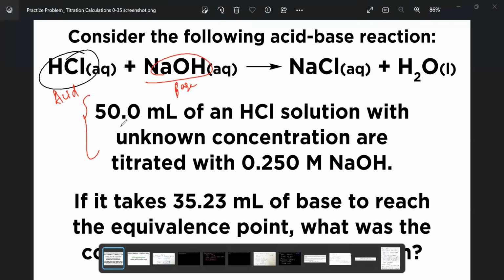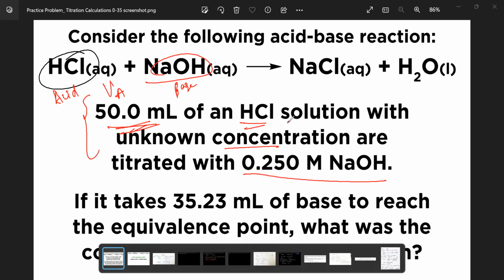Here they have not taken centimeter cube, they have taken ml. So they have taken 50 ml of HCl solution. So 50 ml of HCl is the value of VA. The 50 ml of HCl solution is taken with unknown concentration, titrated with 0.25 M of NaOH. So the molarity of HCl is not known here.